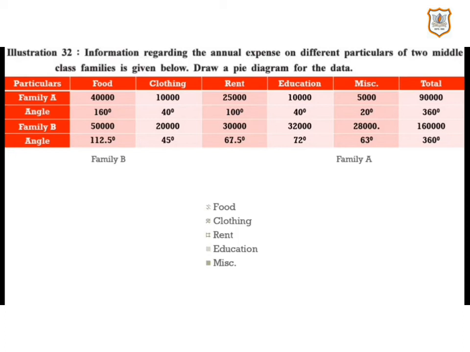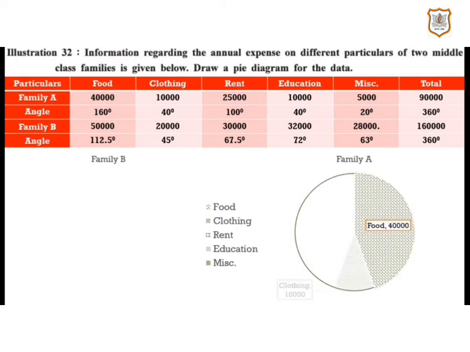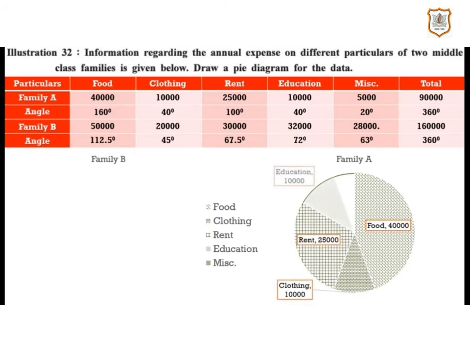Circle for the family A. Here we have drawn and shown the food 160 degree, clothing 40 degree, rent 100 degree, education 40 degree, and the remaining is 20 degree, that is miscellaneous. So we are done with the pie chart of family A.